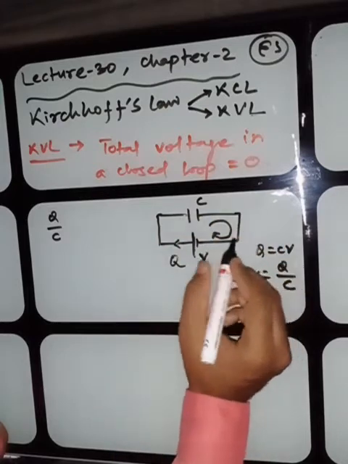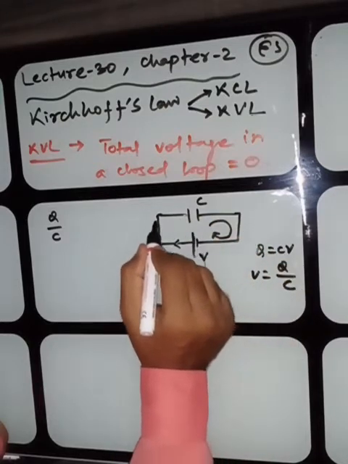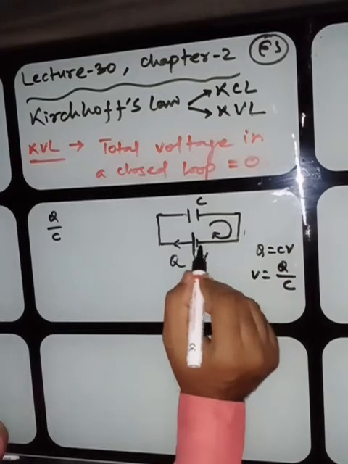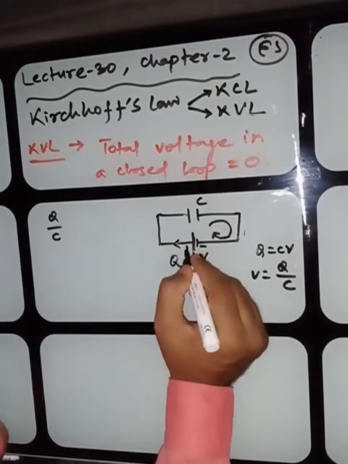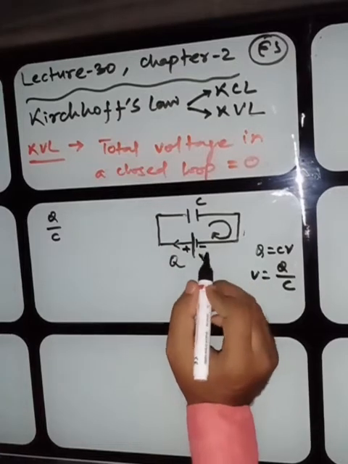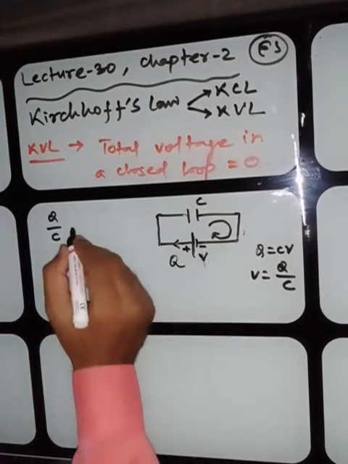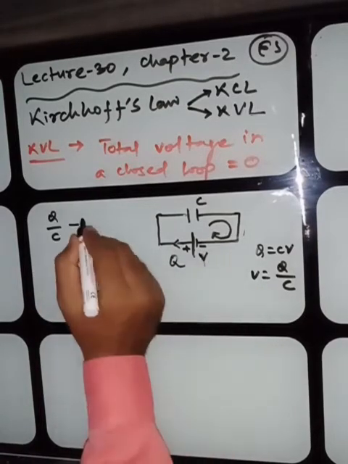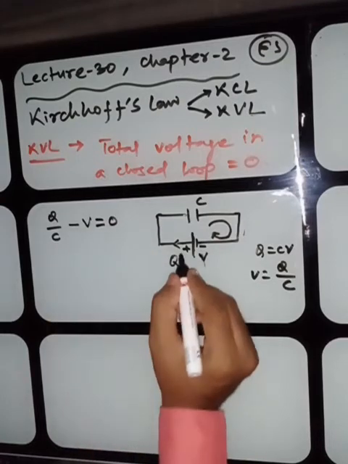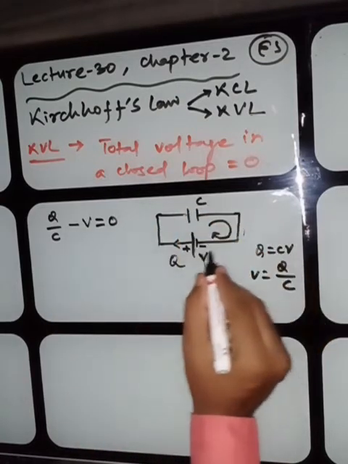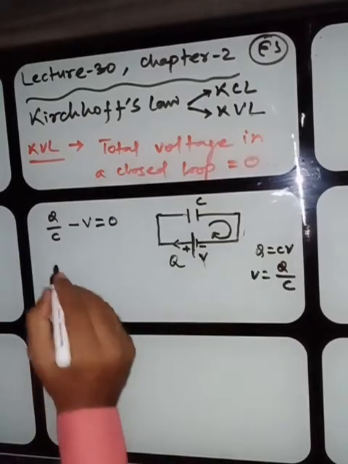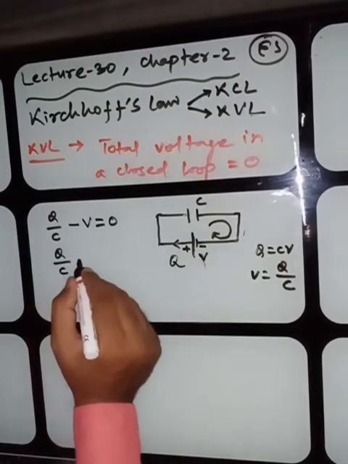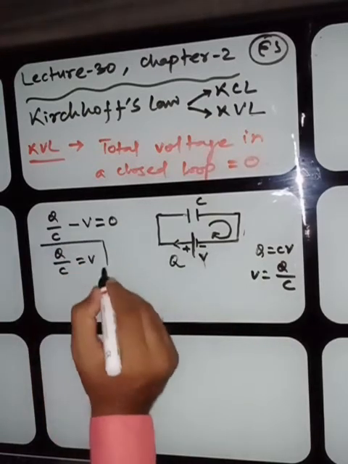Now you are moving in the circuit in this direction and you reach the battery again. At the battery terminals, you can see this is negative and this is positive. You use this negative terminal and the voltage V, which is 0. You move from this point and again reach this point, and this is 0. The equation is Q by C equals V.